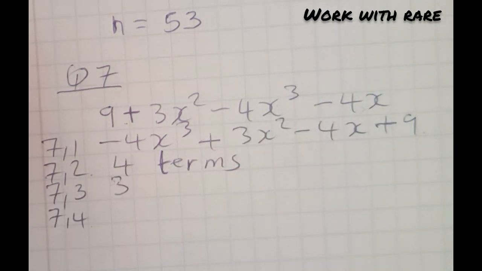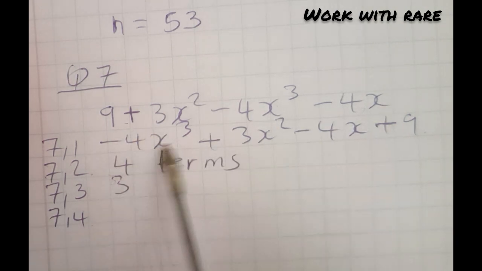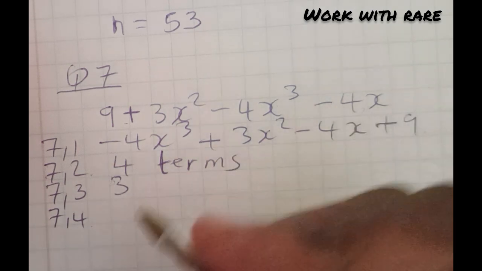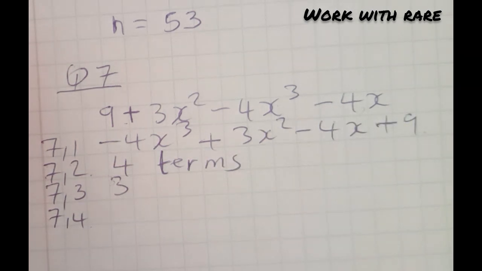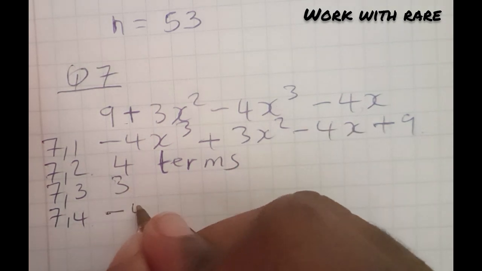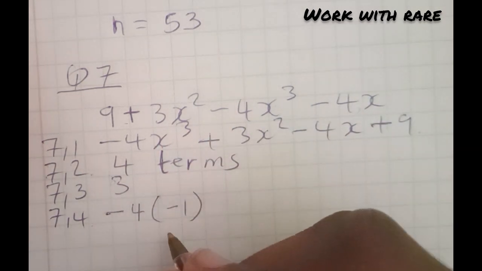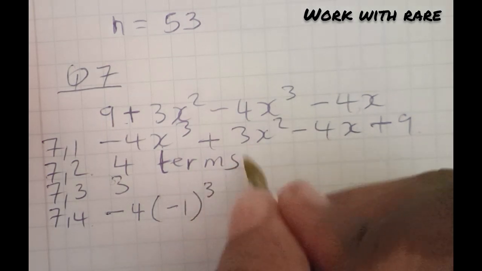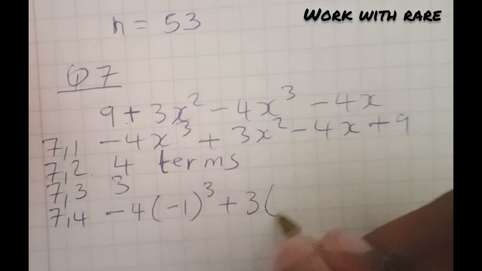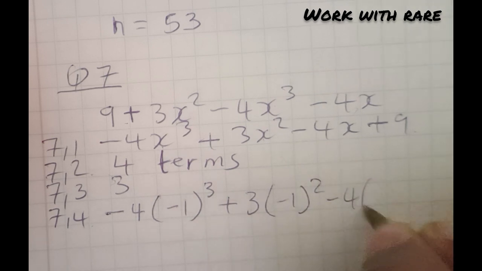So 7.4 says, determine the value of the expression if x is equal to negative 1. Let me check this one since I wrote it in standard form. In this case, you should substitute negative 1 where you see x. So here I have 4x, and remember here I have x, so I'll have to substitute negative 1 where I see x. Plus 3 where I see x, negative 1 squared, minus where I see x.